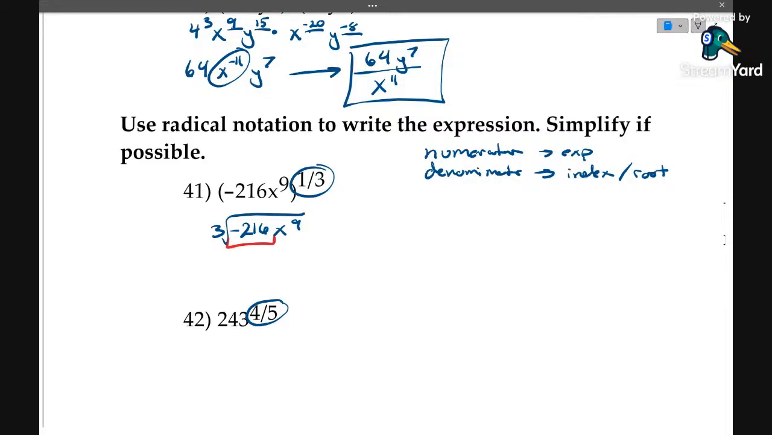We want to see, can we take the third root of -216? If memory serves me correctly, that should be 6, and it is. So the third root of -216 is going to be -6. And then the third root of x to the 9th, we divide the exponent by the index, which gives us x to the 3rd.